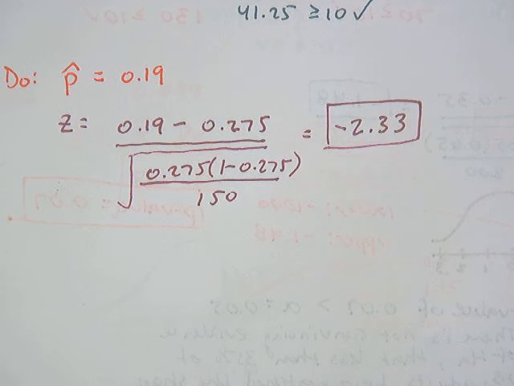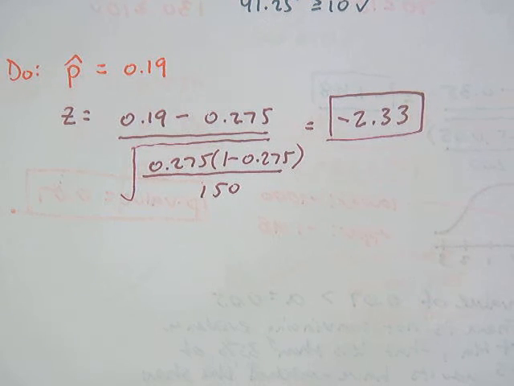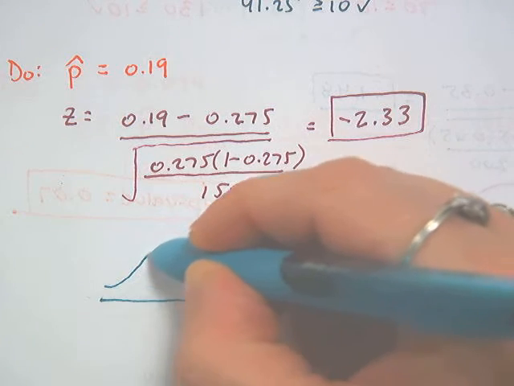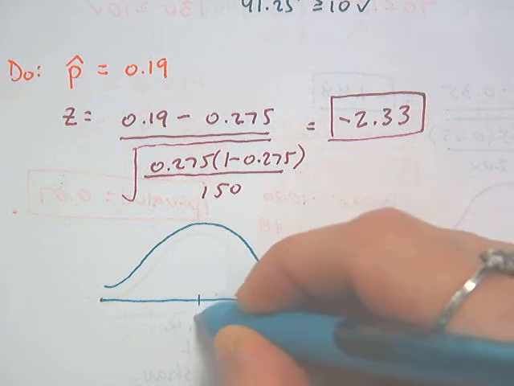Z can be positive or negative, so don't freak out. Oh gosh, I got something negative. Is that allowed? Yes. You're just going to draw that on the standard normal curve. There are negative and positive values there. So negative 2.33. You can draw your little picture below. You can draw it off to the side.